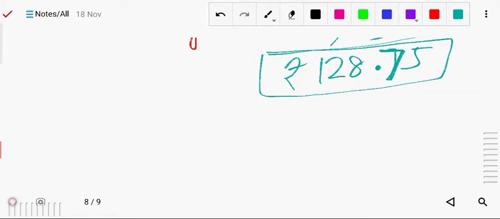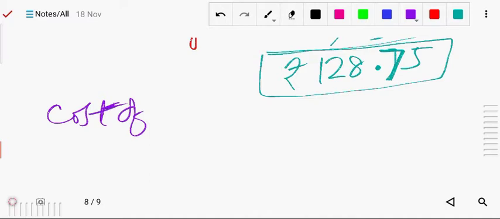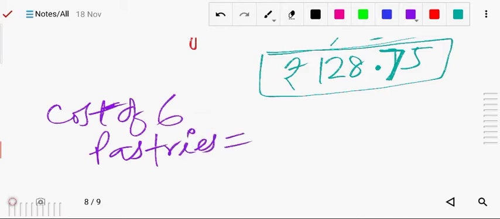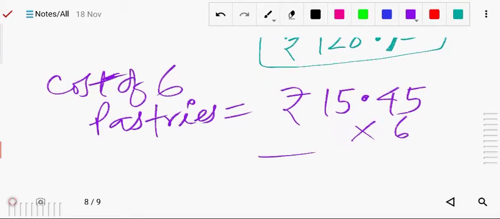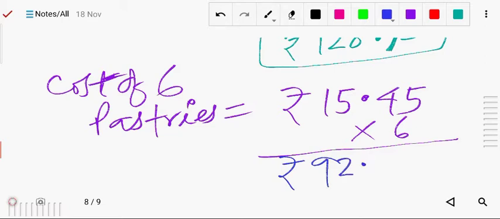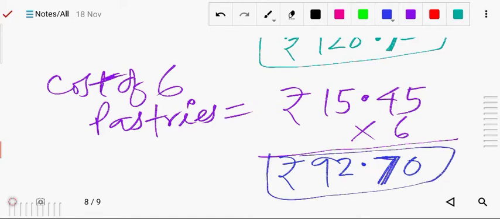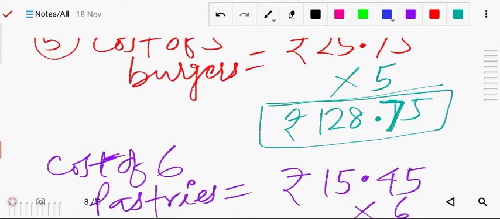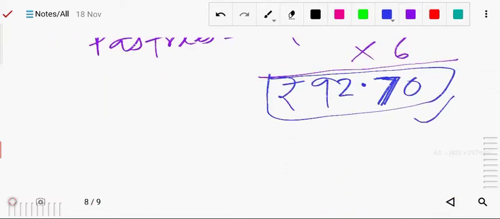So next step, cost of 6 pastries. So you can multiply 15.45 multiplied by 6. Okay, so after multiplying you will get rupees 92.70. Okay, so this is the cost of 6 pastries. Now we have the cost of 5 burgers as well as the cost of 6 pastries.